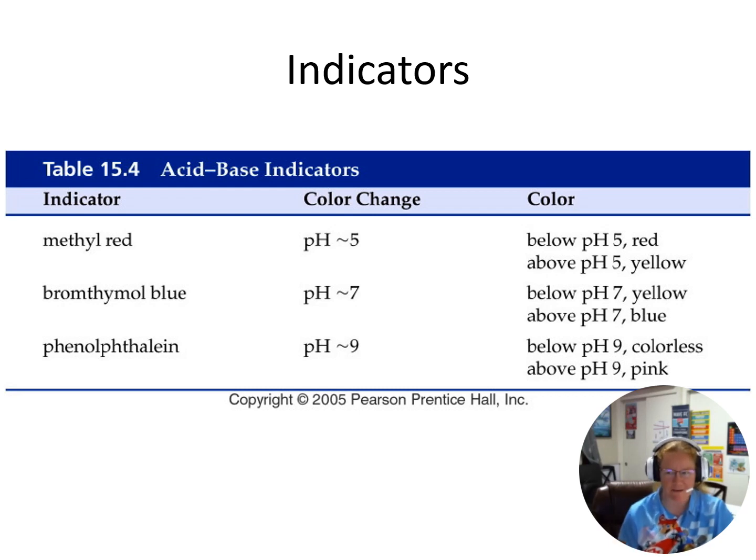If you know that your end point is going to be slightly acidic, maybe you use this methyl red. If you know it's slightly basic, maybe use phenolphthalein. If you know it's a little bit more basic, maybe you pick a different indicator. If it's something more acidic, maybe you pick a different indicator. And so you can use an appropriate indicator for each reaction.